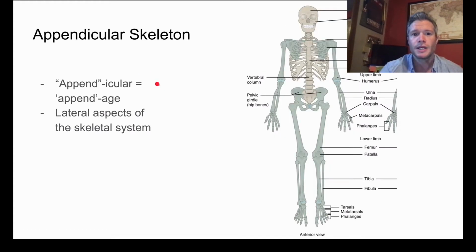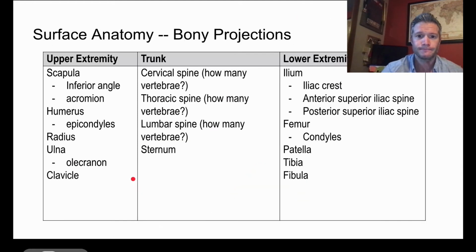Okay. Here's our appendicular skeletal system. Again, append is appendage. It's like our appendages, and that includes everything, including the shoulder blade or the scapula, and the collarbone or the clavicle, and our pelvis bone as well. So don't forget those if that comes up.